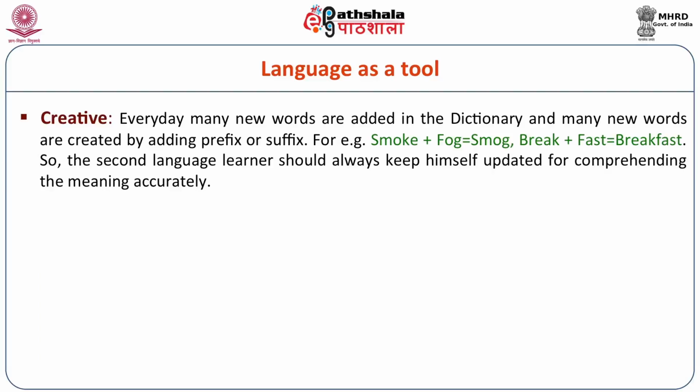Now, other than these two, language can be creative and language can have redundancy also. Why creative? Because every day many new words are added in the dictionary and many new words are created by adding prefixes or suffixes. For example, we may take the words smoke and fog: smog, that is S-M-O-G. So that means smoke plus fog. That's a new word that previously was not in the dictionary, but now we can find it easily.